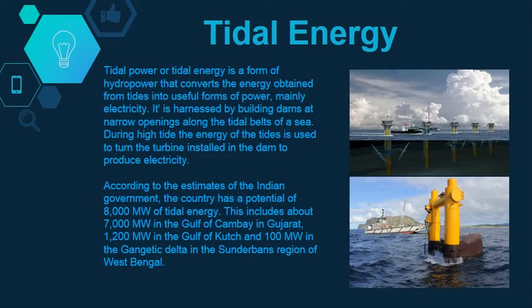According to the estimates of the Indian government, the country has a potential of 8,000 megawatt of tidal energy. This includes about 7,000 megawatt in the Gulf of Cambay in Gujarat, 1,200 megawatt in the Gulf of Kutch, and 100 megawatt in the Gangetic Delta and the Sundarbans region of West Bengal.